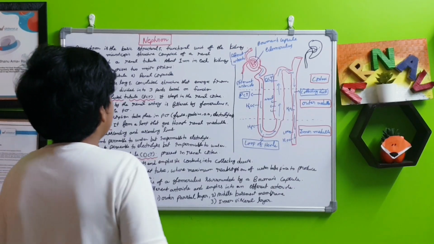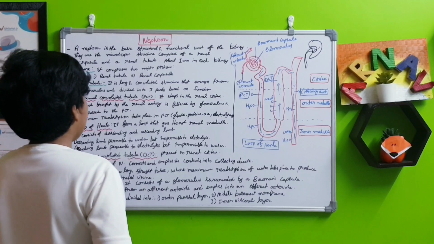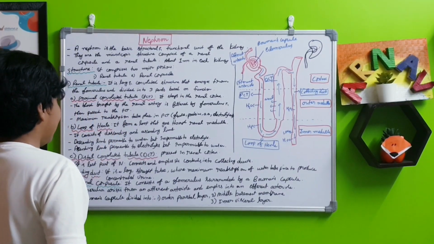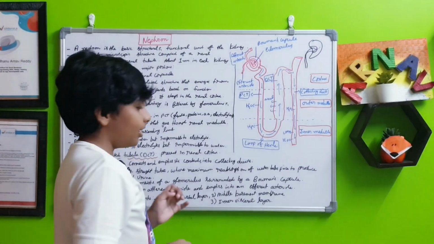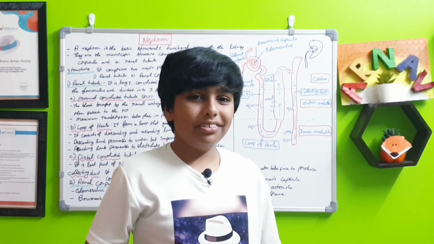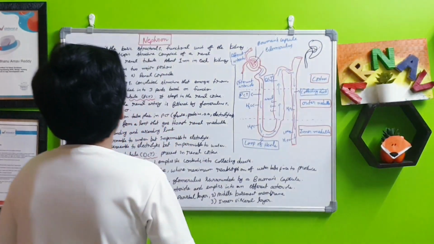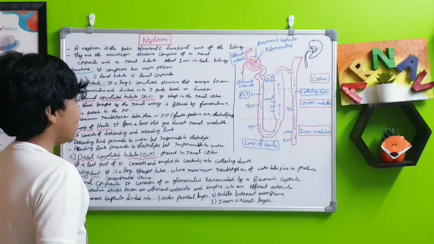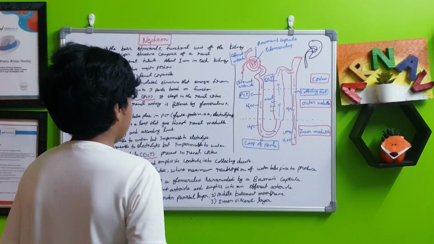So it stays in the renal cortex, so most of it is in the renal cortex. The blood brought by the renal artery is filtered by the glomerulus and then passed to this proximal convoluted tubule. We are going to discuss the glomerulus again later in this video. One fun fact, the plural of glomerulus is glomeruli. Okay. The maximum reabsorption takes place in this proximal convoluted tubule, or the PCT.